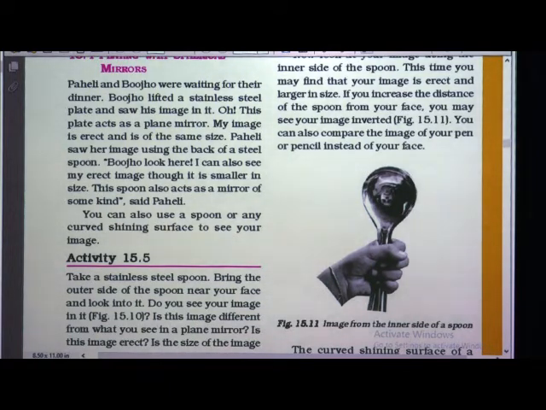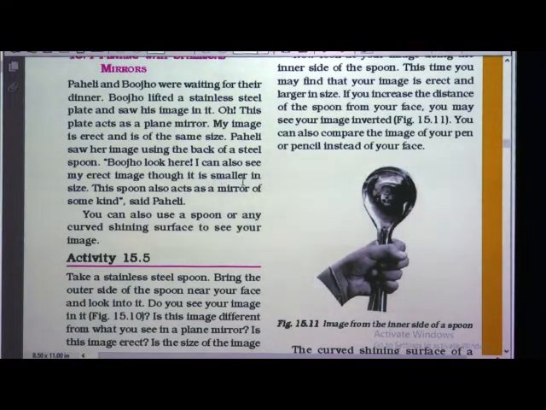So, Paheli saw her image in the back of the spoon. So, this spoon also acts as a mirror. So, how does it act as a mirror? I can also see my erect image through it, though it is smaller in size. So, Bujo, look here, I can also see.